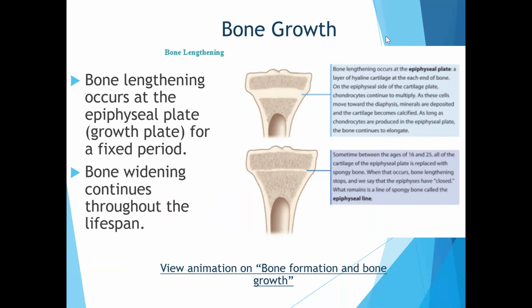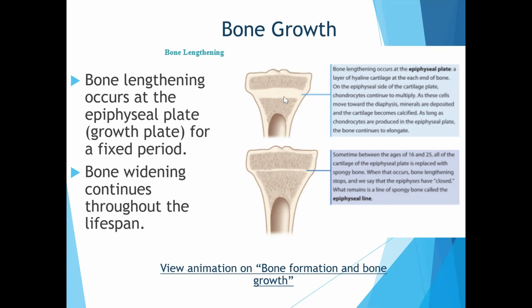All right, so bone growth itself. Lengthening occurs at the plate once we have more of a formed long bone. Like we said, at the top of our long bones, we have our articular cartilage, or hyaline cartilage. And then you have your epiphyseal plate itself, our growth plate. These cells start to move towards the diaphysis, and minerals are deposited. And then, just like the endochondral ossification that we just talked about, the osteoblasts start to replace chondrocytes, and the cartilage becomes calcified.